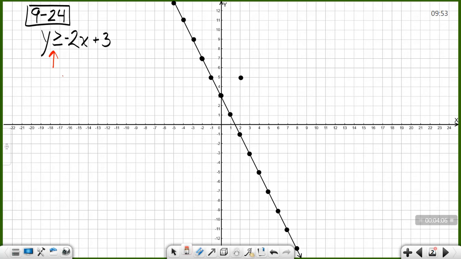Well, if I plug in 5 for y, 5 is greater than or equal to negative 2 times 2 plus 3. I find that 5 is greater than or equal to negative 2 times 2, that's negative 4. Negative 4 plus 3 is negative 1. Is 5 greater than or equal to negative 1? Yes, it is, so that's true.